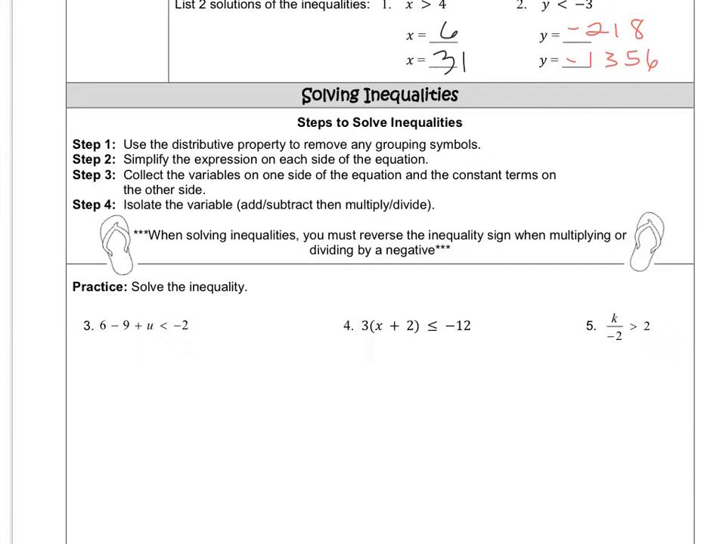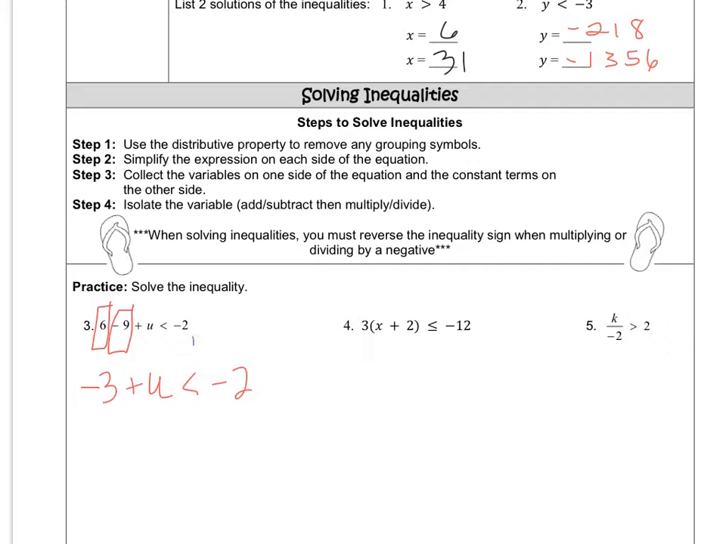So we have nothing to distribute, but we do have some like terms to combine. We have a +6 and a -9. They combine to a -3 plus u is less than -2. Now we've simplified, we have to collect our variables on one side. Well, the u's already over on one side by itself, so all we have to do is isolate it. We isolate by adding and subtracting, and then by multiplying and dividing.